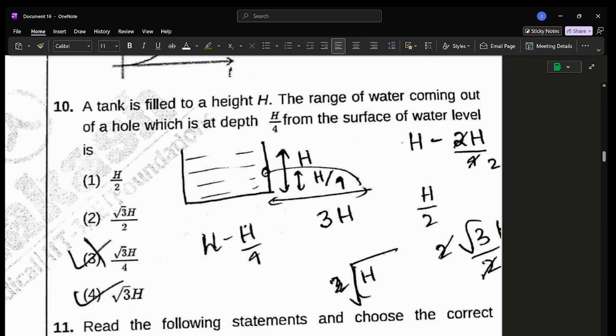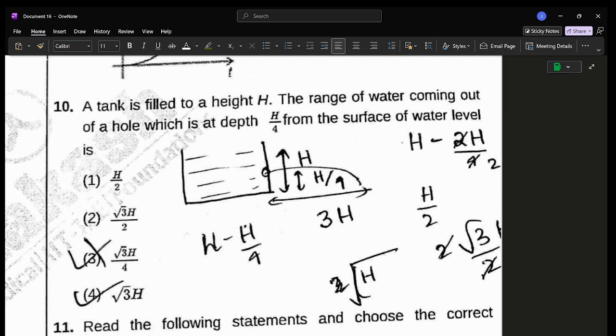Now that is something I didn't know, and all we have to know in this question is a simple formula: 2 into root of small h of capital H minus small h. It's simple. So that's the keyword.